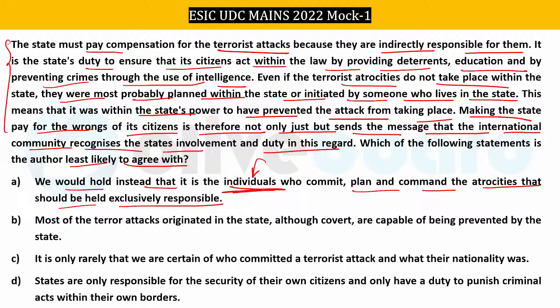So as per one, you can see that this is talking about holding the individuals responsible, but he is placing the responsibility on the state, right? That is, the state is responsible for these types of attacks here. So you can see that A will be the one that he will never agree with, right? Because this is directly contradicting his thoughts here. That is, individuals should hold the responsibility because they are committing, planning, and commanding the atrocities, but he says that it's the responsibility of the state that they should have prevented it, right? So A will be the one which he will never agree with.